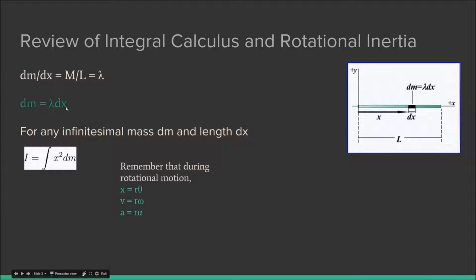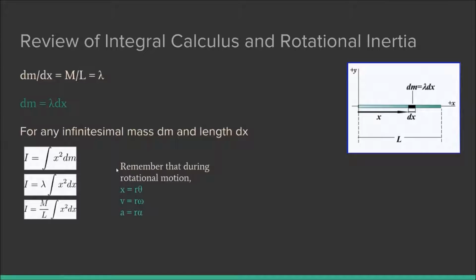lambda dx. Now, what we do down here in this integral from the equation sheet is basically plug in lambda dx for dm, and that allows you to have a dx underneath your integral, and you can take lambda out of the integral because it's a constant. It's a constant density for the rod. Okay, so then you can replace lambda with m over L again, and this is the inertia for a uniform rod.